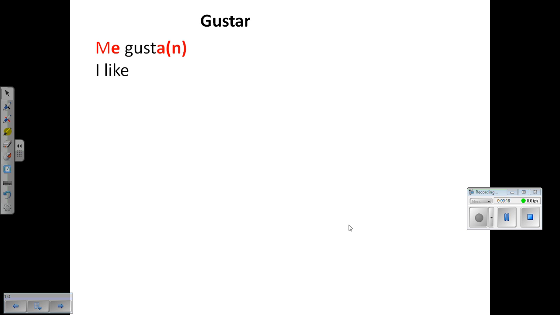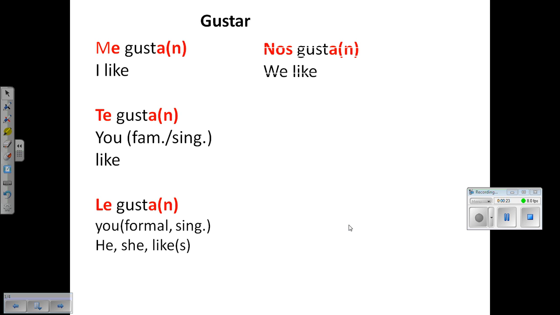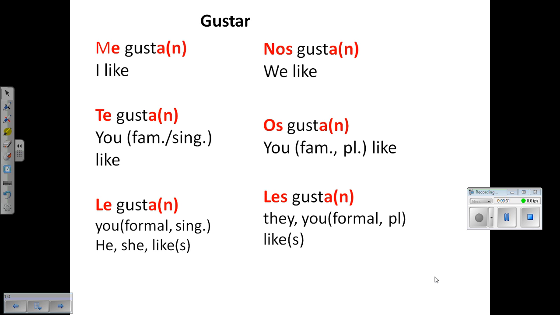We have me gusta, I like, te gusta or te gustan, le gusta or le gustan, nos gusta, os gusta, and les gusta or gustan. It's really helpful sometimes if you write in two different colors so you can see what changes in each. So if you want to get another color and do what I have done, that seems to be helpful.